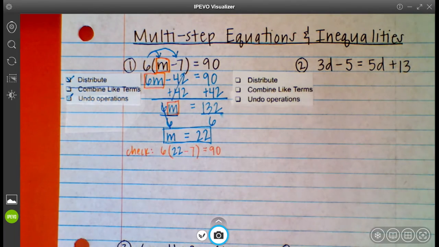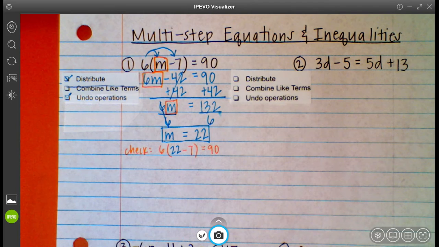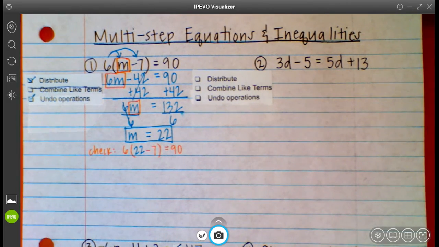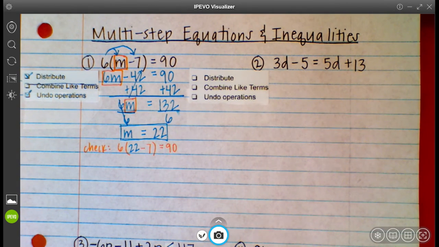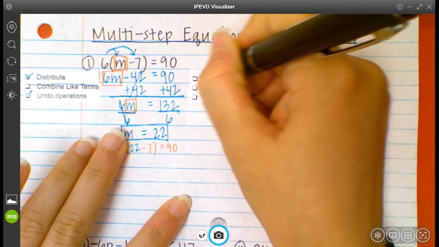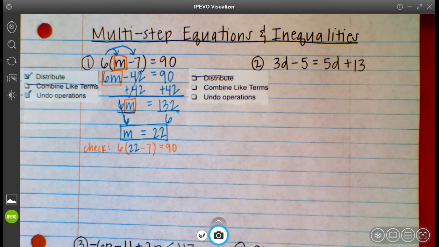All right, let's try out number 2 as our equation. Notice how this one's a little bit different. And why I say it's a little bit different is we don't have any parentheses. So if I don't have any parentheses, then that means that I will not distribute, which means we can mark that off of our checklist. We are not going to distribute. There is no parenthesis.